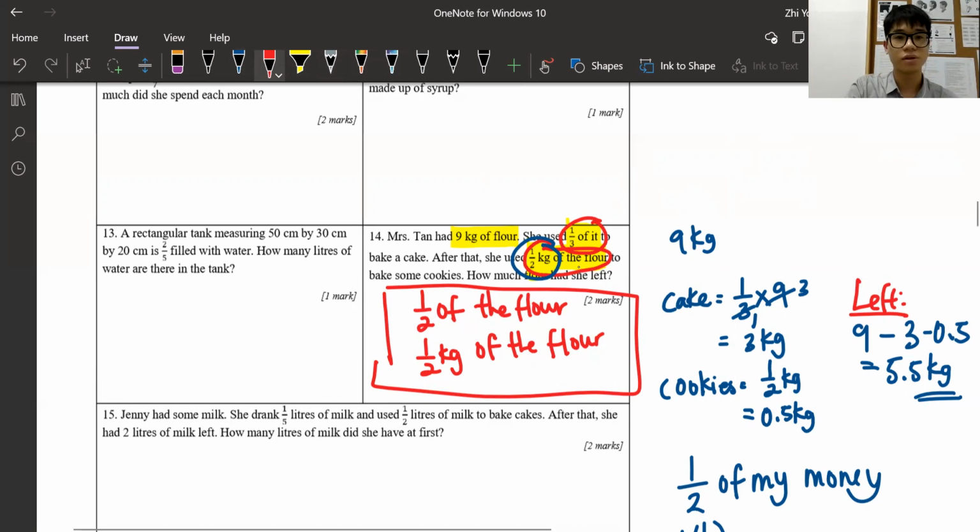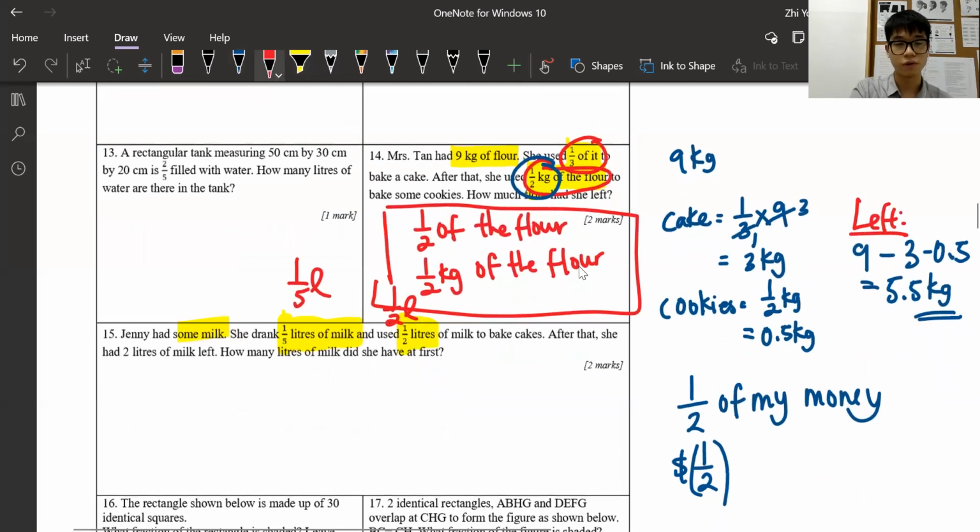So let me show you this question number 15. Jenny had some milk. I don't know how much it is, but there's some milk. She drank 1 over 5 liters of milk. Again, 1 over 5 liters is not talking about 1 over 5 of the milk. No. And the same thing here: half liter means 1 over 2 liter.